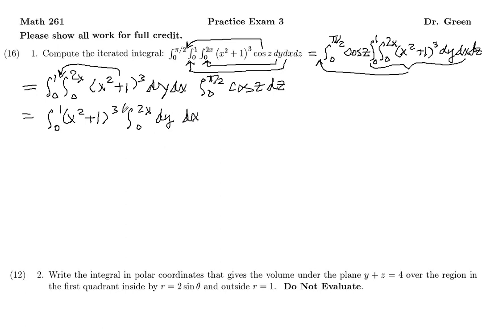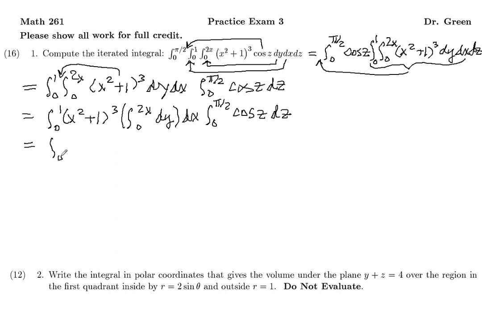Notice that we cannot pull this inside y integral outside of the x integral, because this limit of integration involves x. So this is not going to be a constant with respect to x. And then we've got our z integral on the end, 0 to pi over 2 of cosine z dz. Let's hold off on evaluating this, and let's go ahead and evaluate this integral inside.